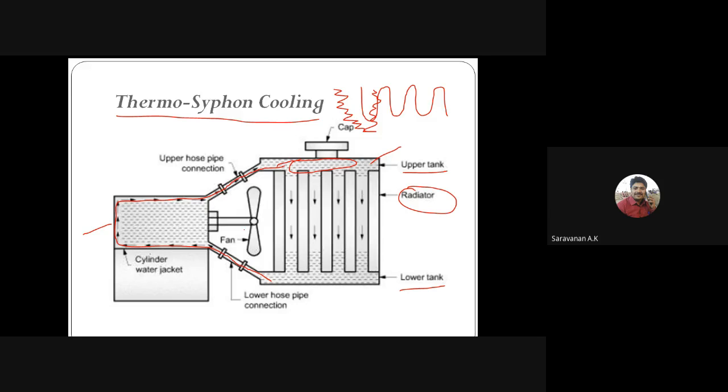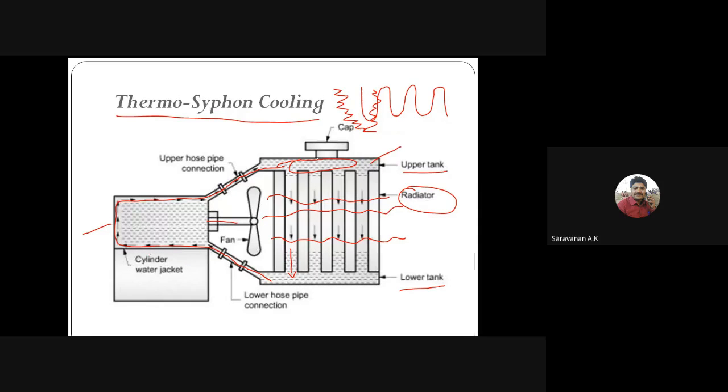Once the fan rotates, it will be driven by the engine crankshaft. Once the fan operates, what will happen? The air will be passing. At that time, the air absorbs some heat from the hot water. Then we can supply the cooling water to the lower tank, and then it will be circulated again, right?